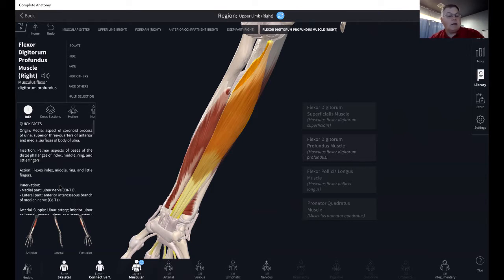Here again, innervation, the medial part, curious thing, medial part is of the ulnar nerve, C8 to T1, and the lateral part is the anterior interosseous branch of the median nerve, C8 to T1. So one of the few times we have a single muscle innervated by different nerves. So ulnar and median nerve innervation.